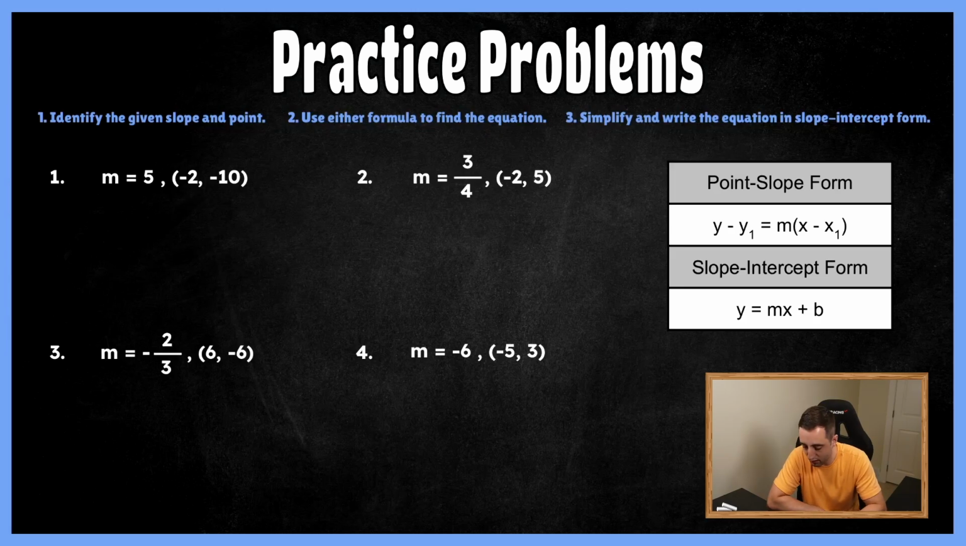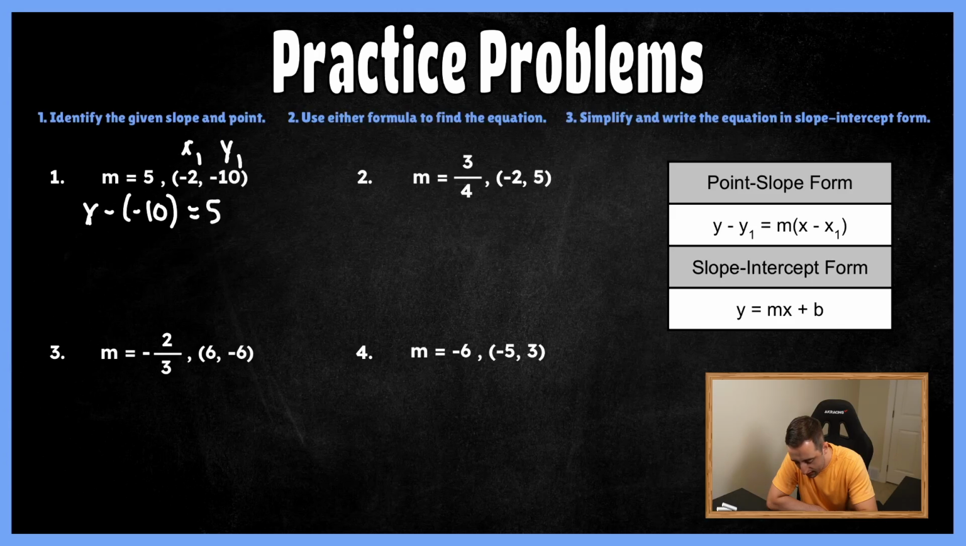And we're going to utilize point slope form for this first one. So we have m equals 5, and then for our ordered pair, we have x1, y1. Let's plug it into point slope form. So we have y minus negative 10 equals 5 parenthesis x minus negative 2. We're subtracting a negative in both sections here, so this is going to turn to addition. This is also going to turn to addition. We now have y plus 10 equals 5 parenthesis x plus 2.